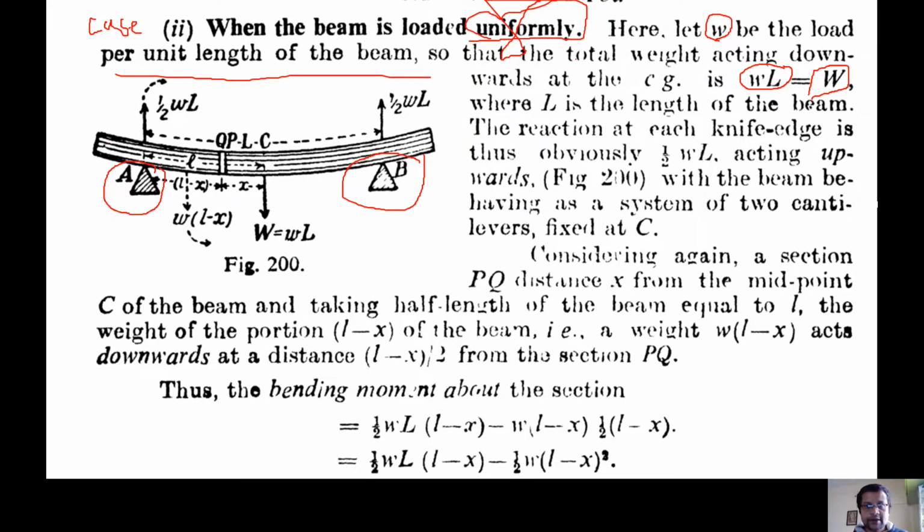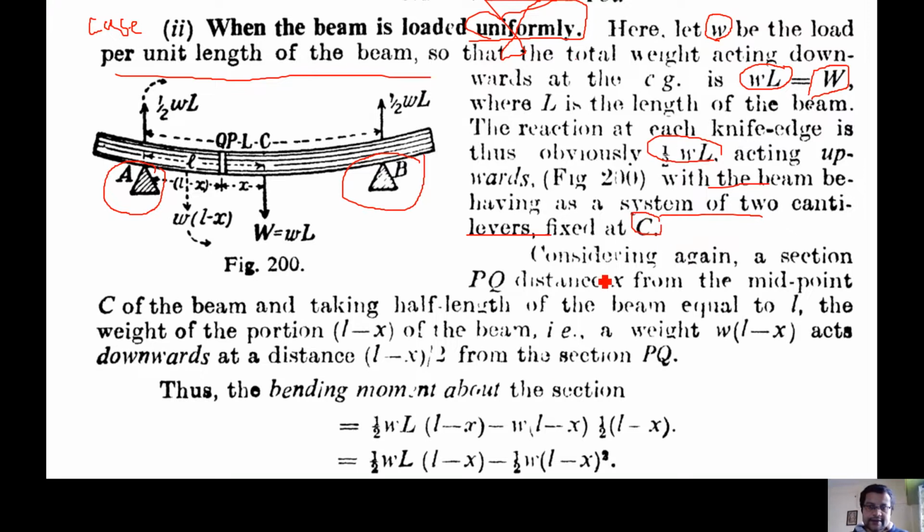Okay, so when you say this, what we have said is that the reaction at each knife edge is obviously half of WL acting upwards, with the beam being a system of two cantilevers fixed at position C.